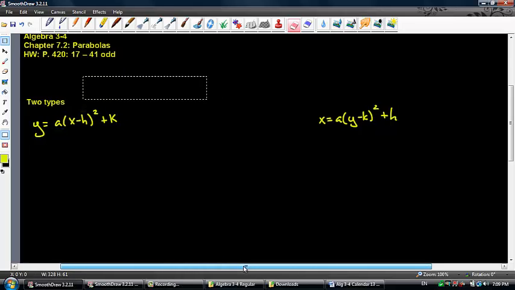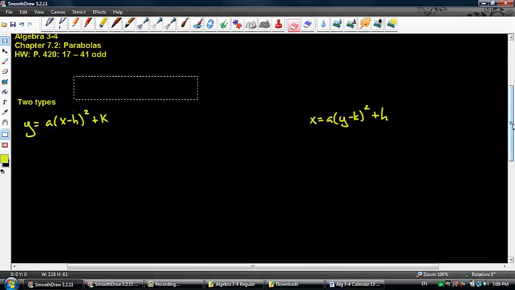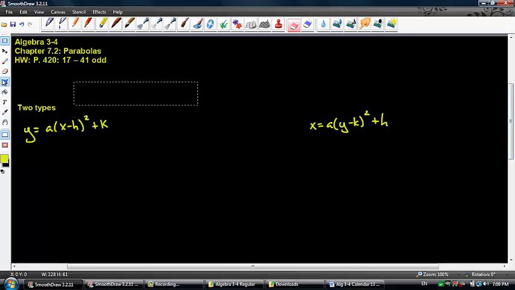Alright, we are going to get started on chapter 7.2, which is parabolas. There are a couple of things I want you to know about parabolas. There are two types that we're dealing with. There's the y equals parabola, and then there's the x equals parabola. They're very different in a couple of different ways here. But let's go ahead and figure out everything that we need to know about these parabolas.